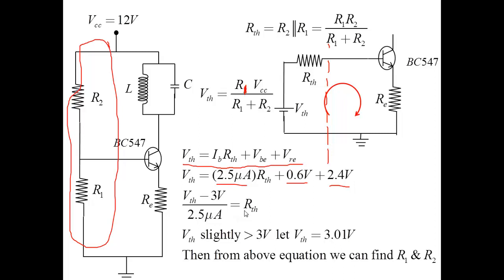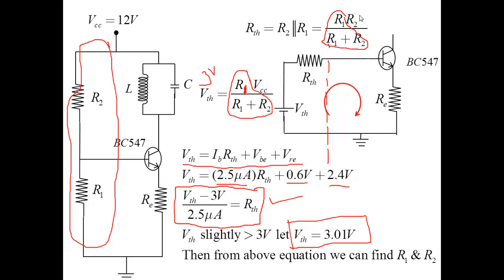Now see, this is very important here. If I want the operating point to stand, then VTH should have a value slightly greater than 3 volts. So if I let VTH be this value, then I can approximately find the value of R1 divided by R1 plus R2. VTH is 3 volt and VCC is 12 volt, so I can almost say that R1 by R1 plus R2 is 1 by 4. So from VTH I can find the relationship between R1 and R2, and using this equation I can find the values of R2 and R1. So that you need to calculate.